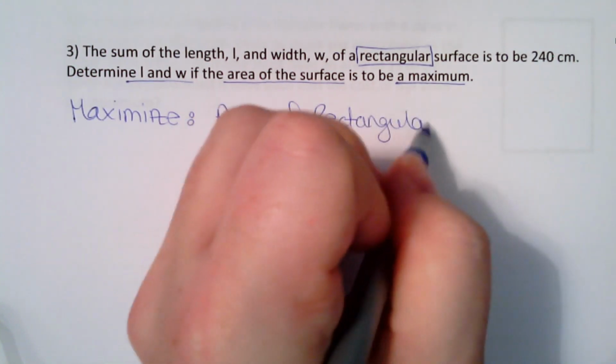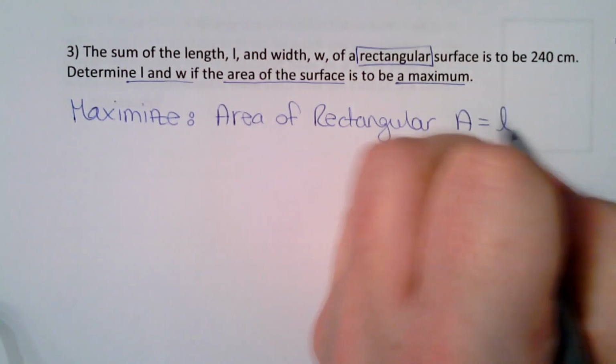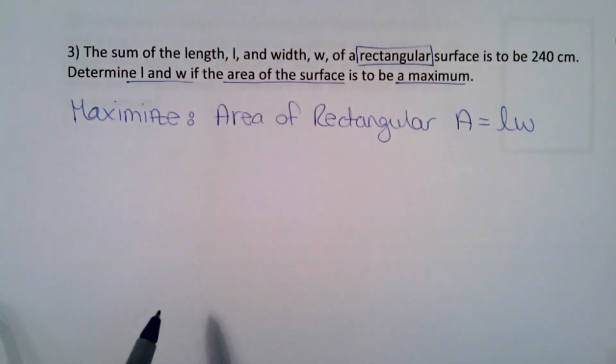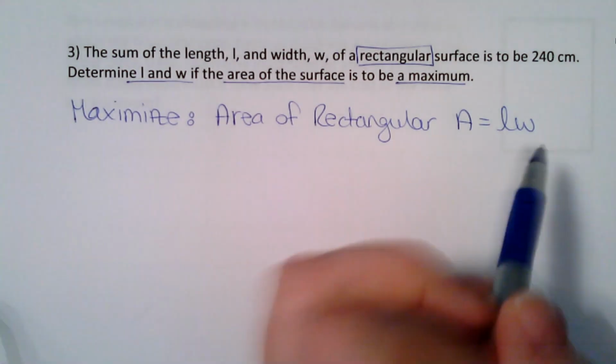Well, he didn't give me the area of the rectangle. Well, that's fine. I know what the area of a rectangle is. It's length times width. Okay, so that seems, again, simple enough. You want me to maximize the formula for the area of a rectangle.